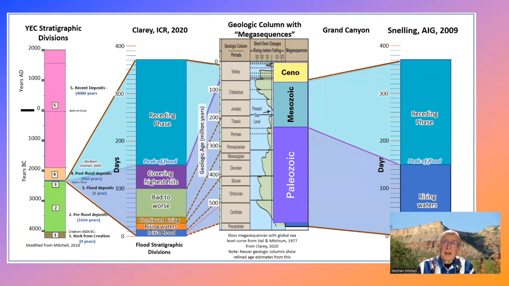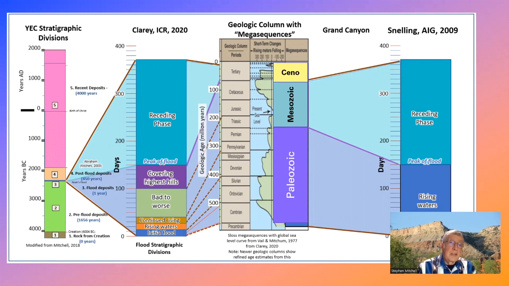And the bars, with the light blue top and the dark blue base, put out by Dr. Tim Clary from ICR and Dr. Andrew Snelling from AIG, are scaled in days to make up that 1 year period. And we can make some estimates then of how fast things happen during that 1 year flood.